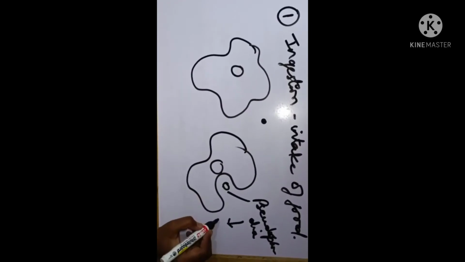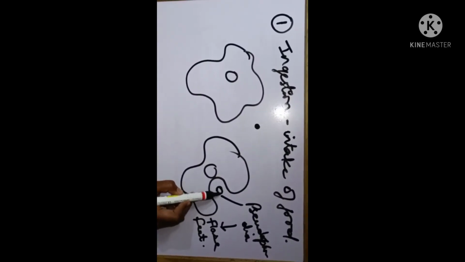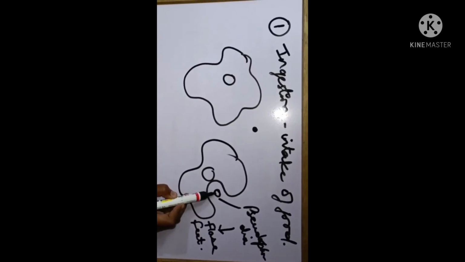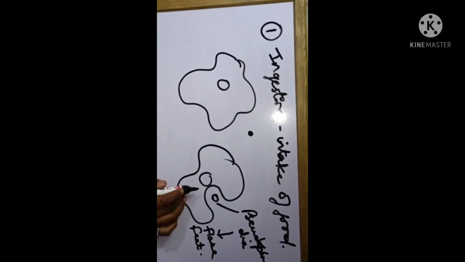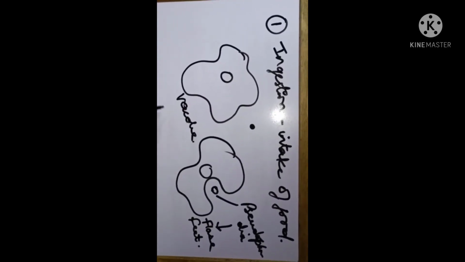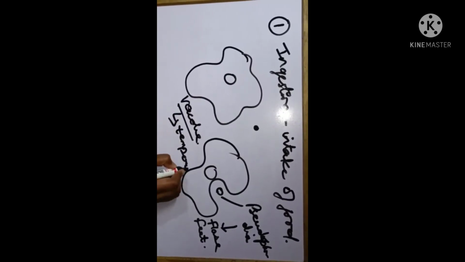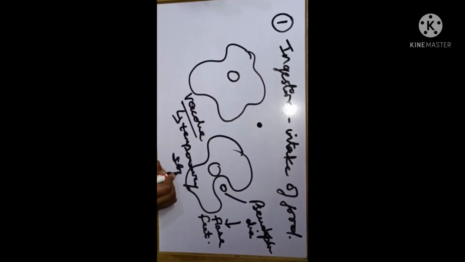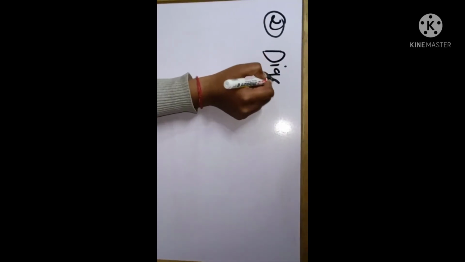So, false feet of the amoeba. The food particle along with a little water is engulfed inside the body to form the vacuole. And the vacuole is formed inside the body, which serves as a temporary stomach of the amoeba.